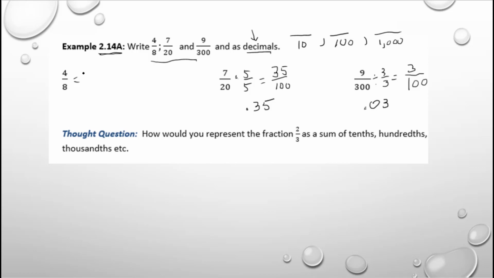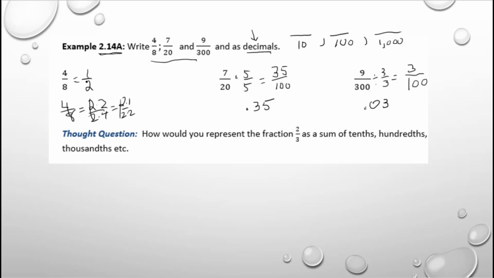4/8, if you can see that that is 1/2, that's going to make your life easier. Or if you can reduce it, right? 4/8 is the same as 2 times 2 over 2 times 4. These will cancel and you get 2/4, or 2/4 is 2 times 1 over 2 times 2. And you get 1/2.